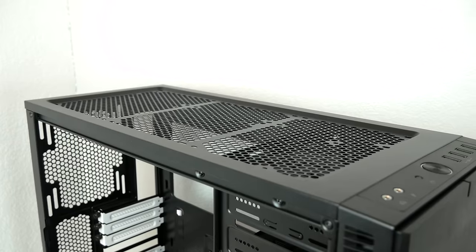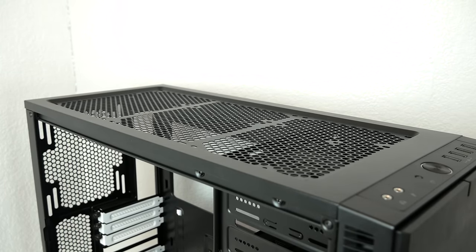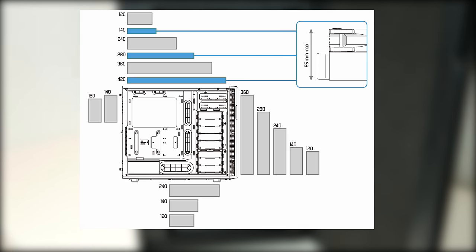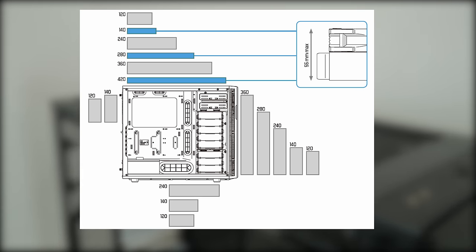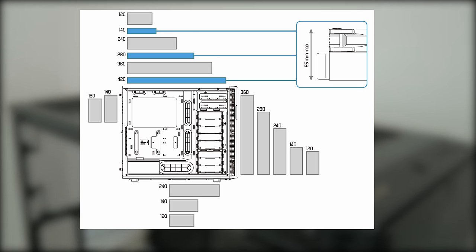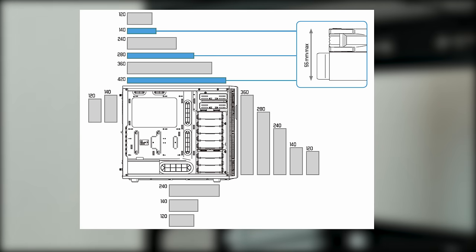And the final thing that makes the R5 so unique is the water cooling capabilities. So here's a rundown of all the radiators you can fit in the Define R5. On the front, you can fit a 120, 140, 240, 280, and a 360 in the front of the case with the removable hard drive cages. On the top, you can have a 120, 140, 240, 280, 360, and a 420 radiator. And on the back, you have space for a 120 or a 140 radiator.